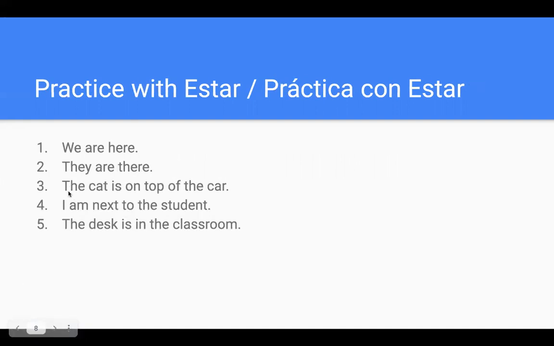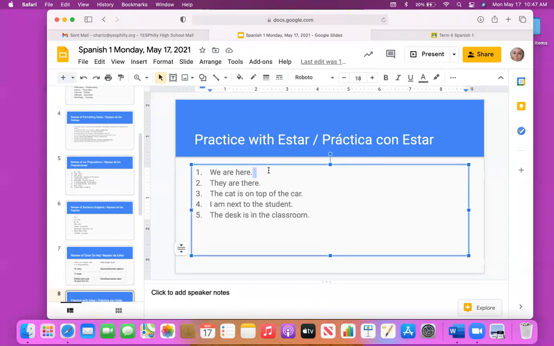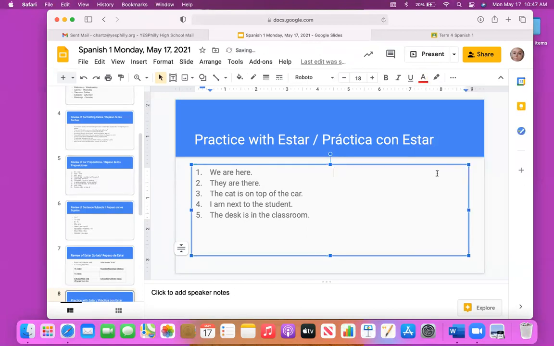Okay, so I have a slide here to practice with our prepositions and estar. So if anybody wants to help me with this, that would be great. So our first one is we are here. Does anybody want to give me how they would say that?